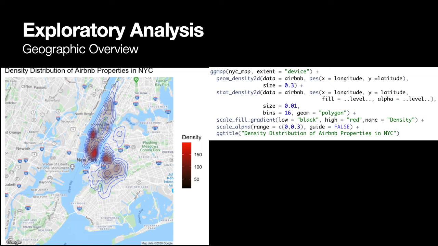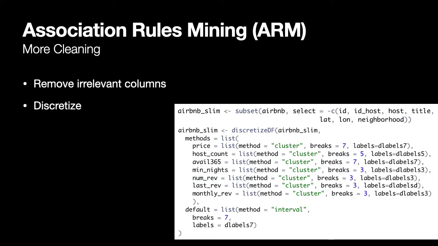But this really just confirms what we saw earlier, that 80% of all the listings are in just Manhattan and Brooklyn. So this doesn't give us any new insights and won't be used with the Shiny application for that reason. So on to the association rules mining.